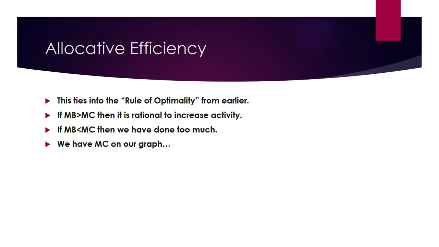So we know that on our graph we have marginal cost. So if I want to think about allocative efficiency where I compare marginal benefit and marginal cost, I already have half of what I need, because marginal cost is a curve on our graph. But we also need marginal benefit. So how do we think about marginal benefit here? Because do you agree, we do not have a curve called marginal benefit. So what do I need to do here?